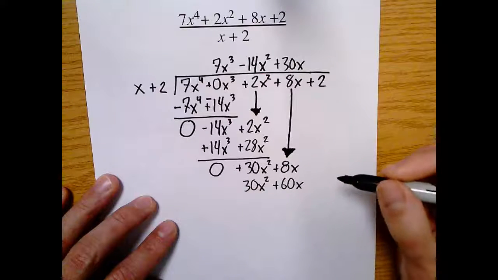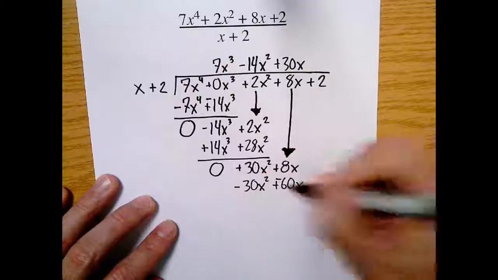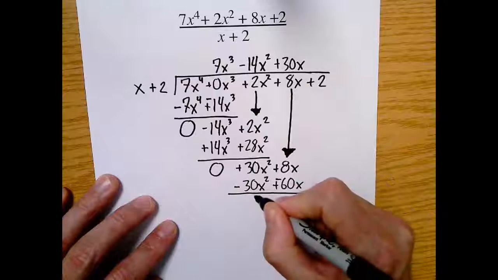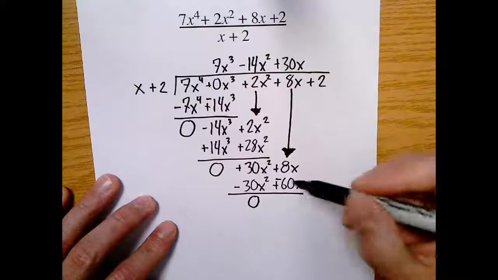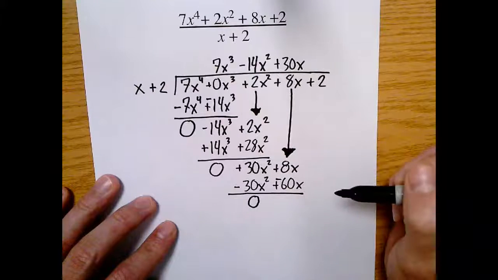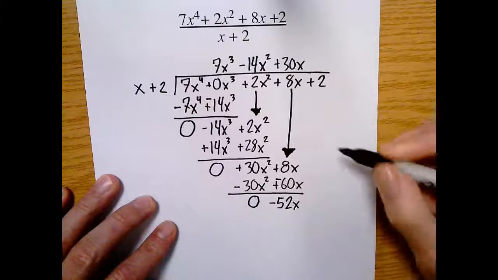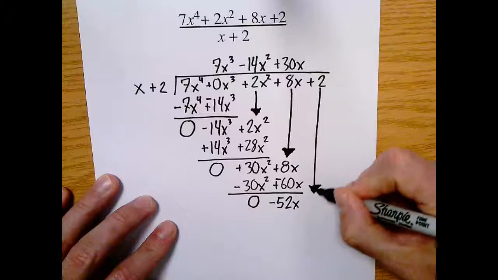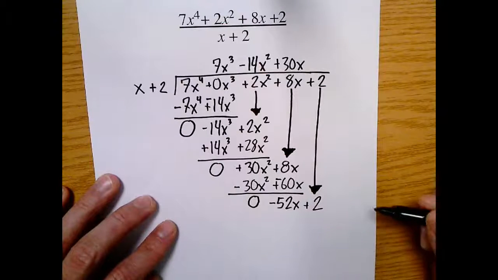And 30x times 2 is 60x. The next step in the process, step 3, is to subtract. So this is a minus, and that becomes a minus. 30x squared minus 30x squared is 0. 0, 0, 0, right? That means we're on the right track. Now we have a positive 8x, and we're going to take away from it 60x's. So that's going to leave us with a negative 52x. And then bring it on down. Step 4, bring it on down. And we get to do it one more time, it looks like.